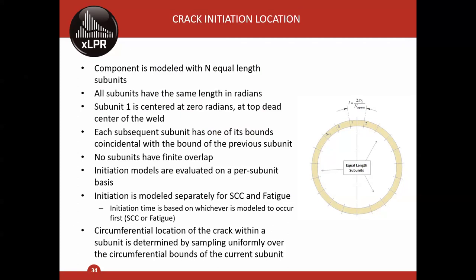When crack initiation is modeled to occur within a subunit, the circumferential location of the crack within the subunit is determined by uniformly sampling location within the bounds of the subunit. Axial location of a crack is always assumed to be within the center line of the weld. Once a crack initiates, other crack-specific properties such as initial length and initial depth are sampled by the framework.